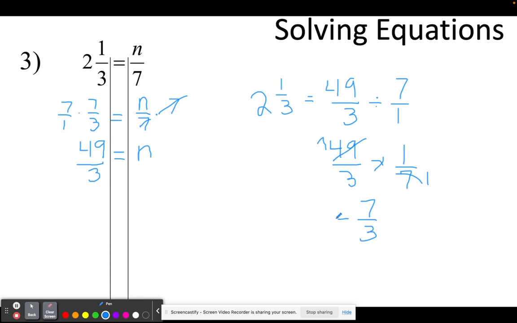So is 2 1/3 equal to 7/3? Well, I think we already figured that out earlier when I made 2 1/3 into an improper fraction over here. So yeah, 2 times 3 is 6, plus 1 is 7. 2 1/3 does equal 7/3, so it checks. So 49/3 is my solution.